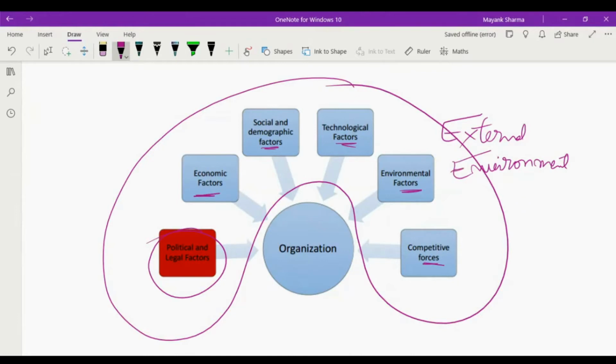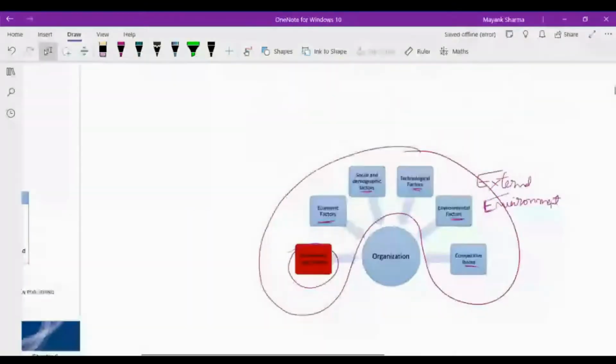The internal environment is something which we can control, but the external environment is not controllable. And that's why it becomes very important that we study all these factors, all these components, which are part of our external environment. Okay.